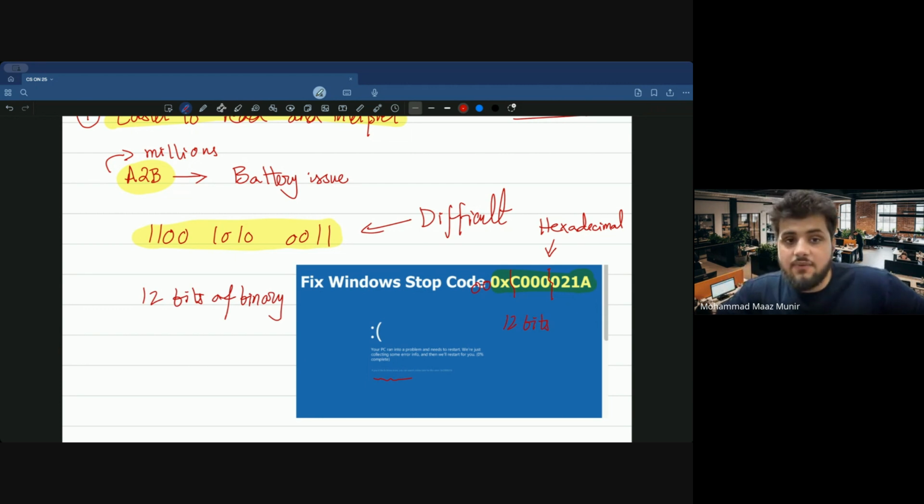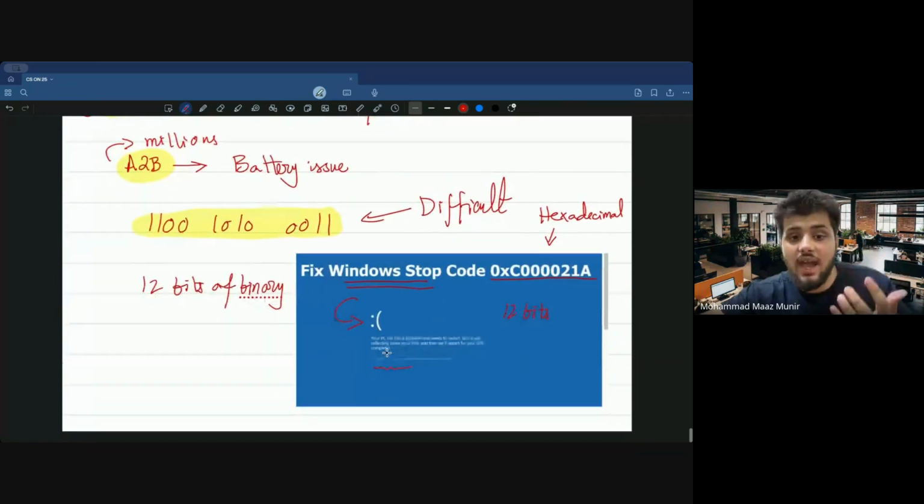But for someone in the field of computer science, maybe in some firm, if I just tell them that I'm facing this issue, 0xc 4 times 0 to 1a, they will directly know that this person is referring to the Windows stop code. Then they can give you a solution to fix your computer. So this is one reason why we use hexadecimal, because it is much easier to read and interpret.